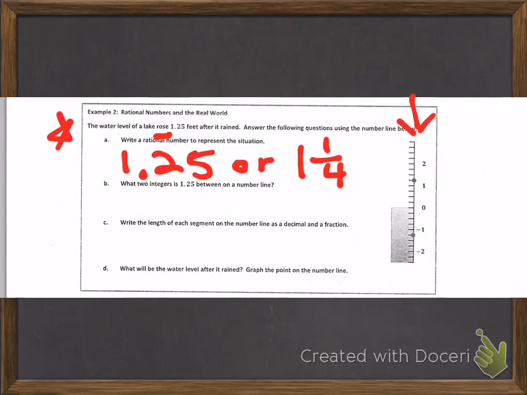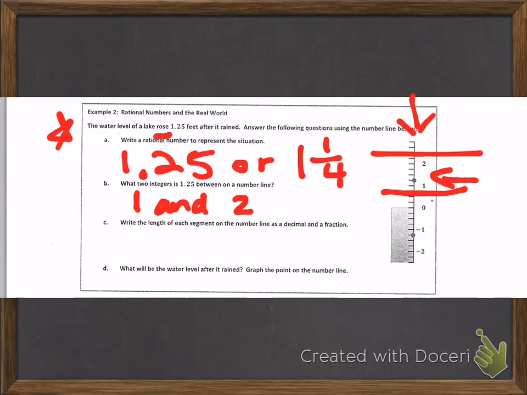B: What two integers is 1.25 between on a number line? So if we look at this number line, 1.25 is labeled here, the dot right here, which is above the 1. It asks which two integers, so it is between which whole numbers. Your answer would be 1 and 2. It is between the 1 and the 2 there.